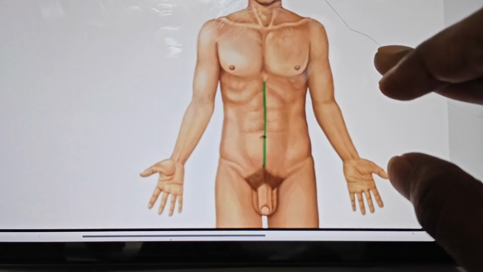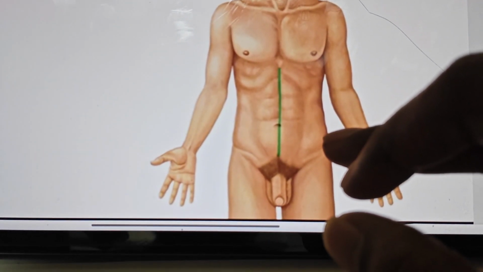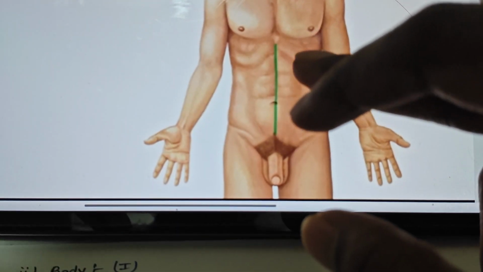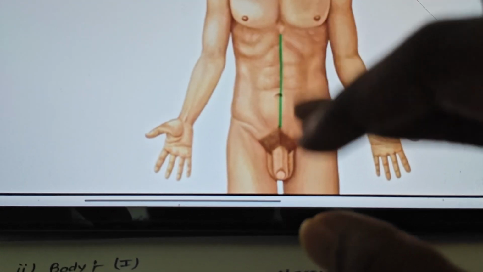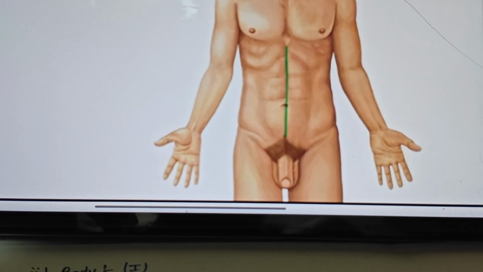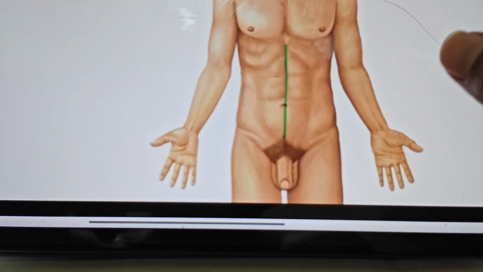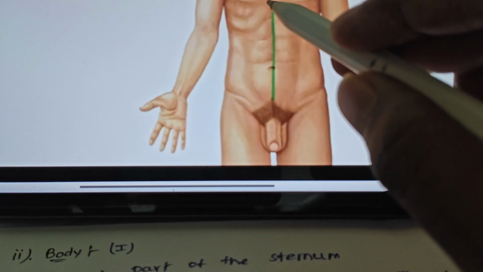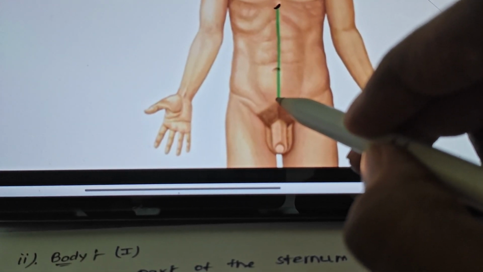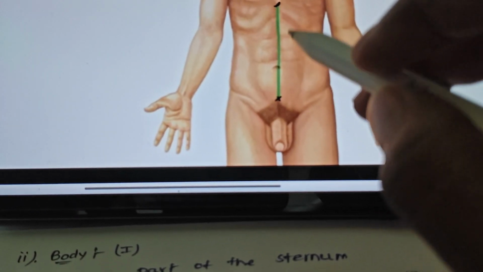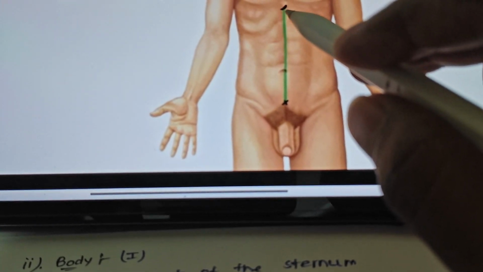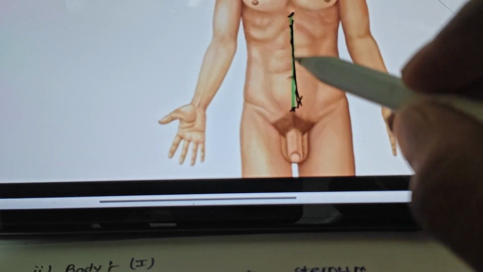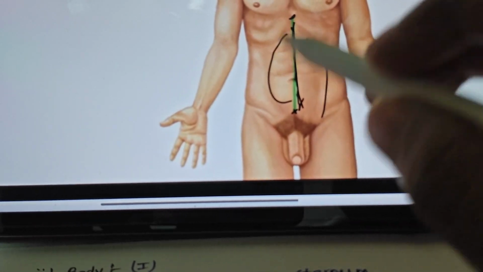Now there is a midline which runs here. This line is called the linea alba, which runs in the midline of the abdomen, and it extends from, this one is the xiphoid process, to the pubis. From the xiphoid process to the pubis, and this line separates the rectus abdominis muscle.